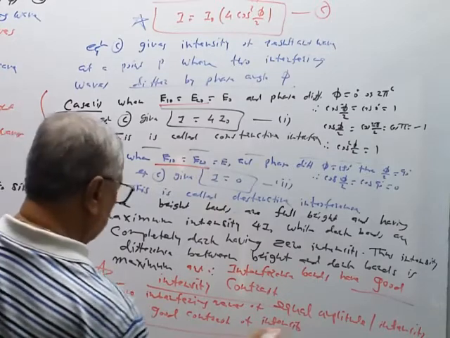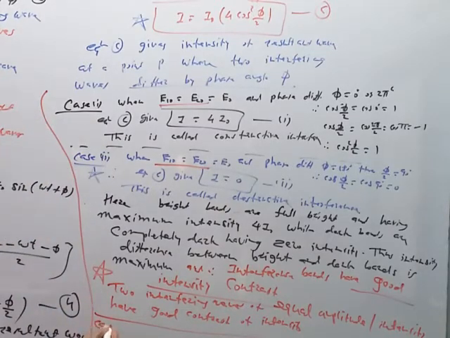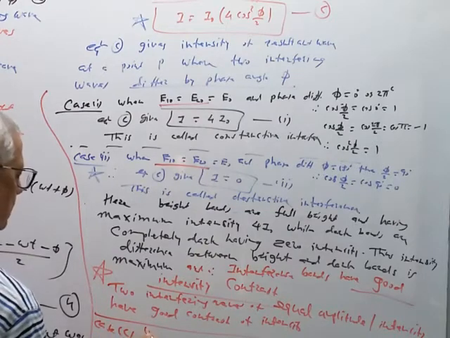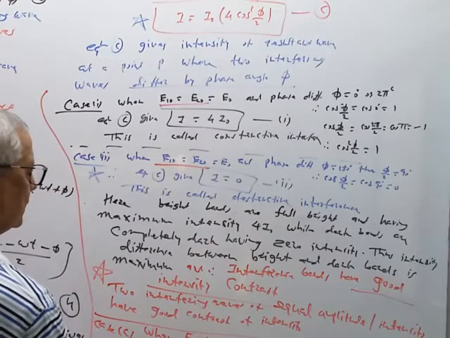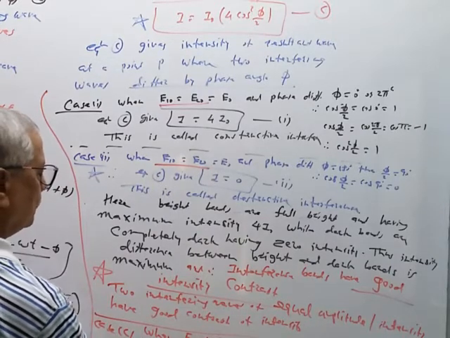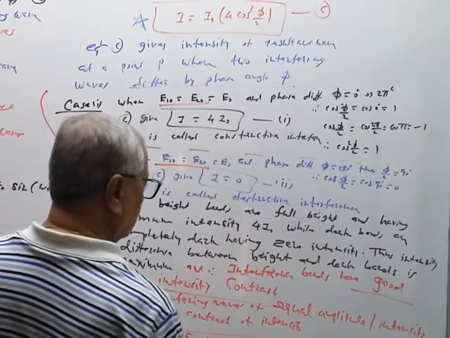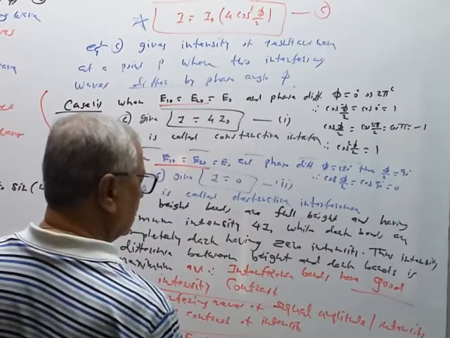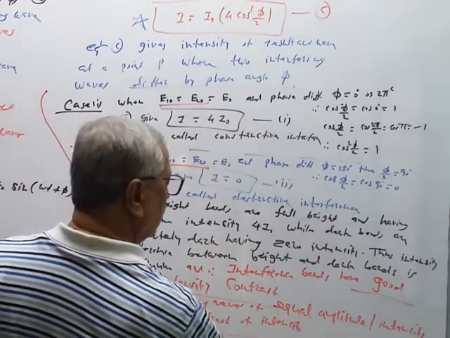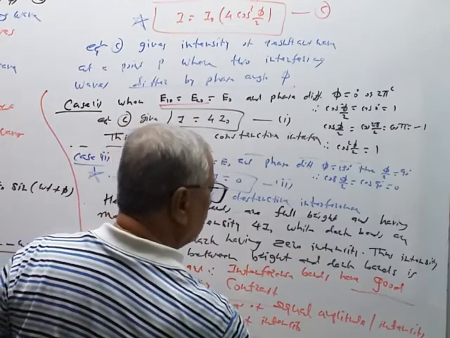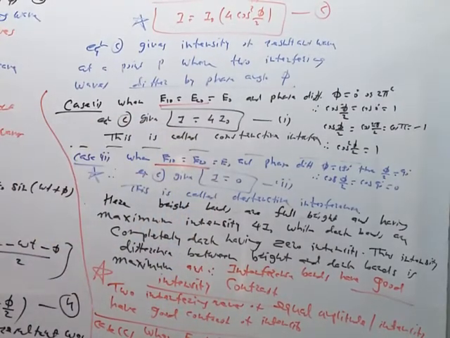Now, case number 3. When the amplitudes are not equal, E10 is not equal to E20, then the intensity contrast is poor. So good intensity contrast is required, and it is possible when the two waves have equal amplitude, like this.